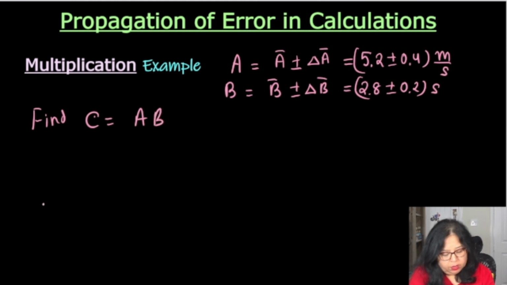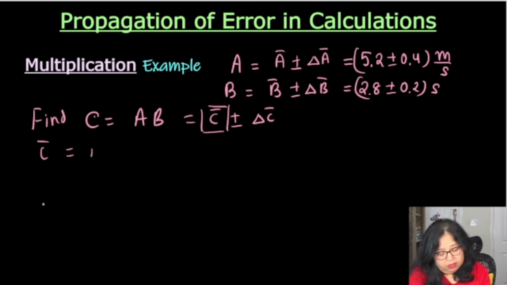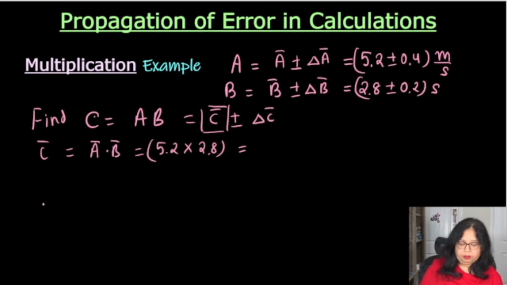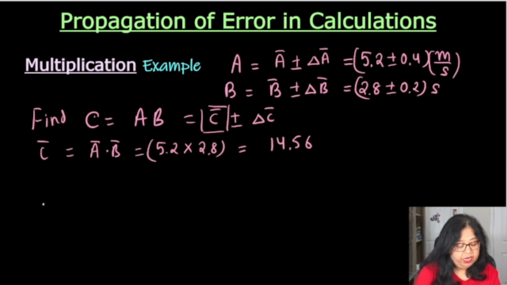Okay. Now the C would be written as C bar plus minus delta C bar. This C bar is easy to figure out. That is A bar times B bar. A bar is 5.2 times B bar is 2.8. What does this give me? 5.2 times 2.8 is 14.56, and what would be the units? Meters per second times seconds. Seconds cancel out, it's in meters.